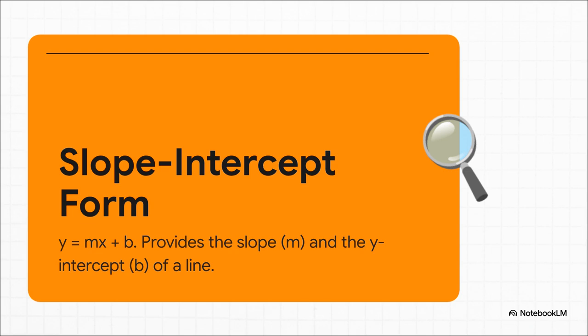Slope-intercept form, y equals mx plus b. It's so popular because it instantly gives you 2 key facts. M is the slope, that's your rate of change, and b is the y-intercept, which is basically the starting point. That gym membership equation? Yep, that was in this form. It's perfect for any situation where you have a starting value and then a steady change over time.